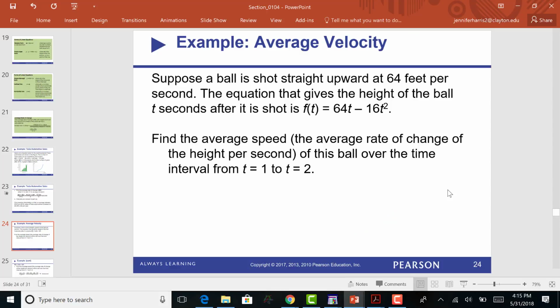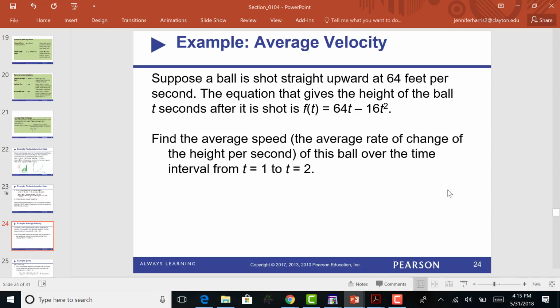All right. Suppose a ball is thrown straight up in the air at 64 feet per second, and the equation that gives the height of the ball t seconds after it is shot is f of t equals 64t minus 16t squared. Find the average speed, which is the average rate of change of the height per second of the ball over the time interval t is 1 and t is 2.